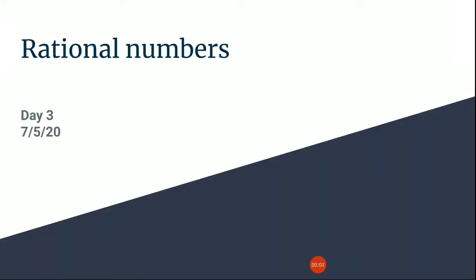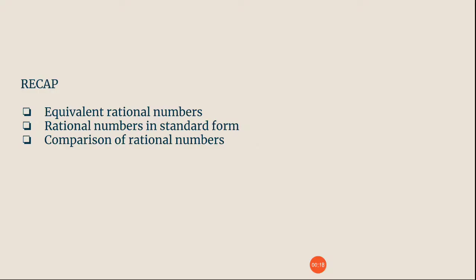Namaste children. I think by now you can tell me what is a rational number. Think of the answer. Yes, a number that can be converted to a fraction or written in the form of p by q can be called a rational number. All the integers are rational numbers. And what we learned yesterday, we learned these three topics. Shall we just have a quick recap?